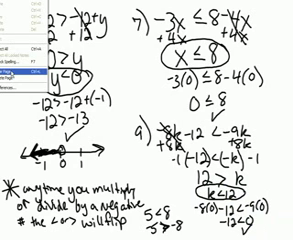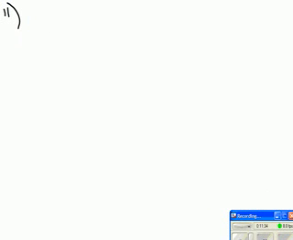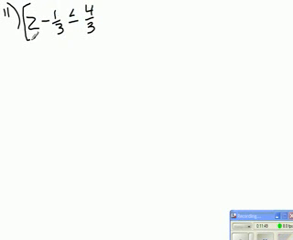Moving on to number 11. On number 11, we have some fractions. We have z minus 1/3 is less than or equal to 4/3. The way that I've been teaching you to do fractions, we multiply by whatever the common denominator is to get rid of the fractions so we don't even have to deal with them. So in this case, my common denominator would be 3. So I'm going to multiply everything in there by 3.